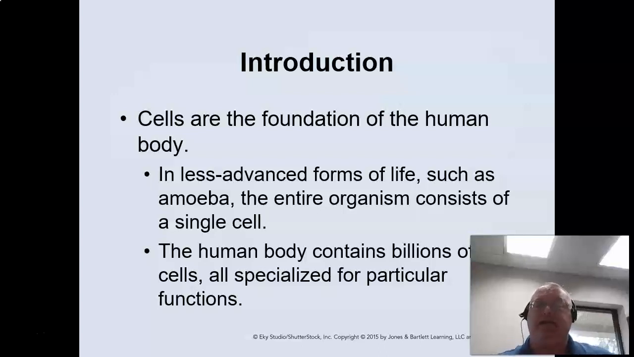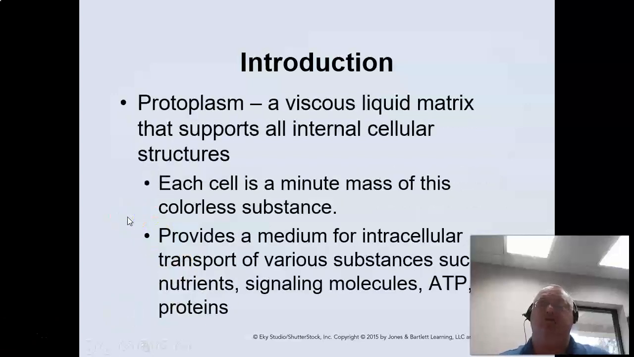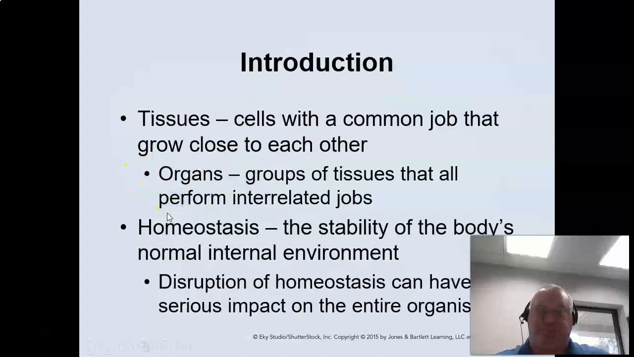And then the human body contains billions of cells, and they usually have a specialized function, usually based upon function, okay? So your protoplasm is the viscous matrix that supports the interior cellular structures. It's what they float in, this protoplasm or cytoplasm. Each cell has a minute mass of a colorless substance, and it's a medium for the transport of different things: ATP being your energy molecule, and then nutrients, signaling molecules, and proteins.